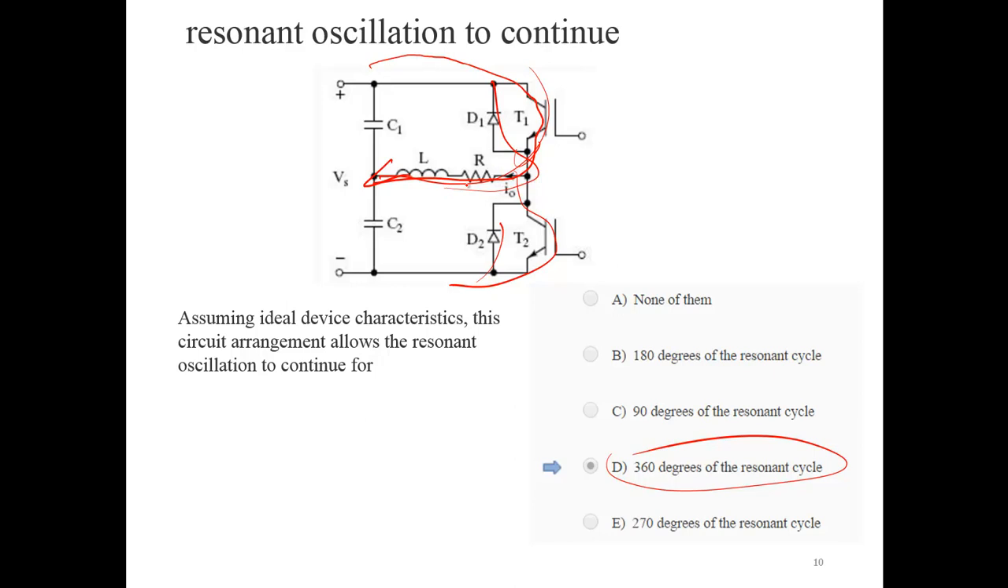But if there is an ideal device, the output will be continuously sinusoidal, pretty close to sinusoidal, and the oscillation will continue. And this is what is happening. If you look at figure 7.5, you're going to see that. Now, this is the answer.